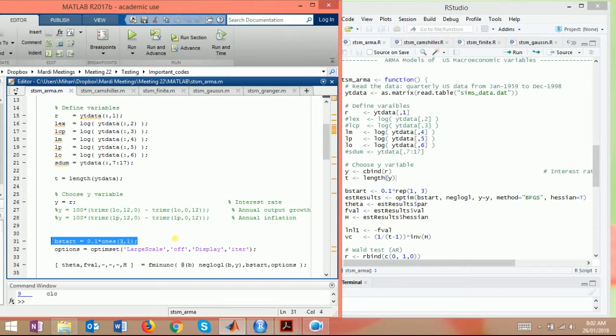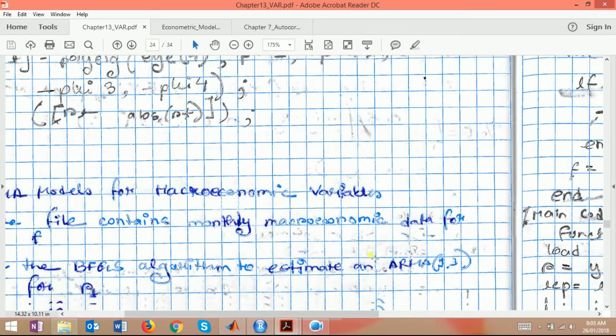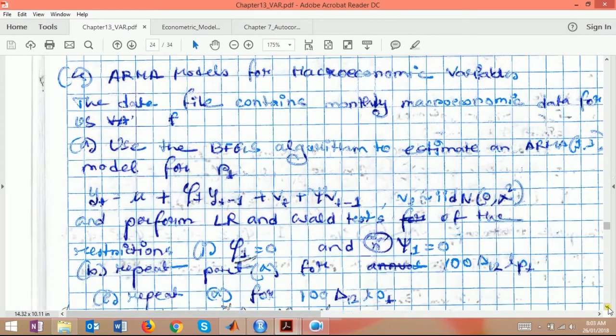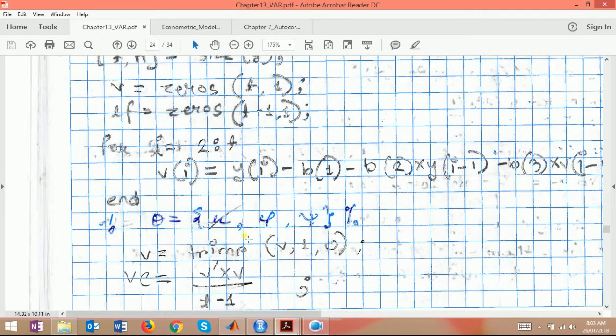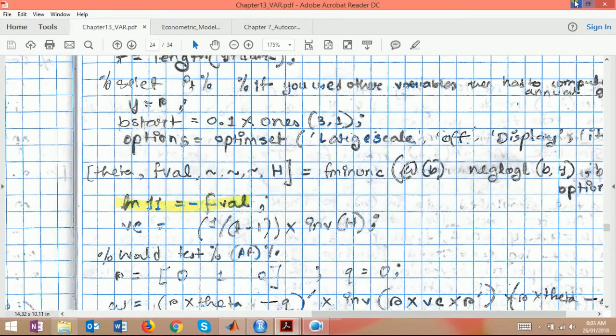Why 3 rows? Because you have 3 parameters, obviously. To understand more, let's go back to my note. We have 3 rows because you have 3 parameters, mu, phi and psi, that we need to estimate. So obviously 3 rows and 1 column, very simple.